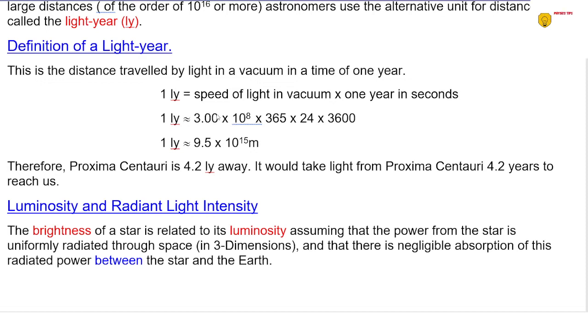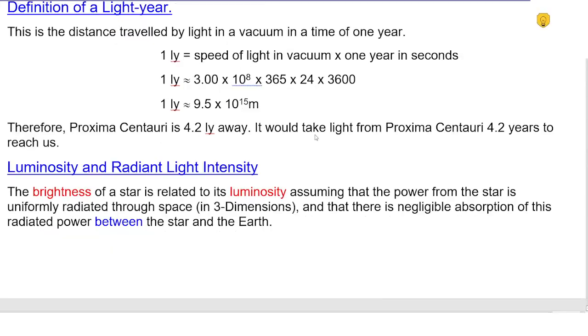Now the speed of light in a vacuum is 3.0 times 10 to the power of 8. And then 1 year in seconds will be 365 times 24 hours times 60 minutes times 60 seconds, which comes to 3,600. So 1 light year will be 9.5 times 10 to the power of 15 meters.